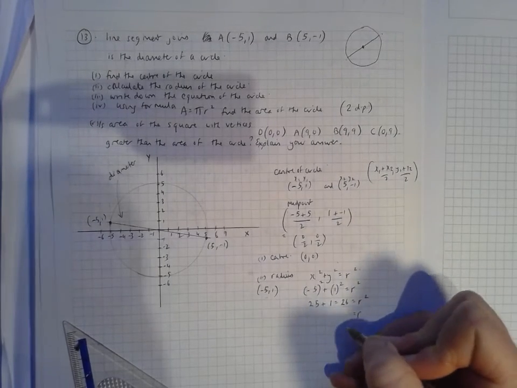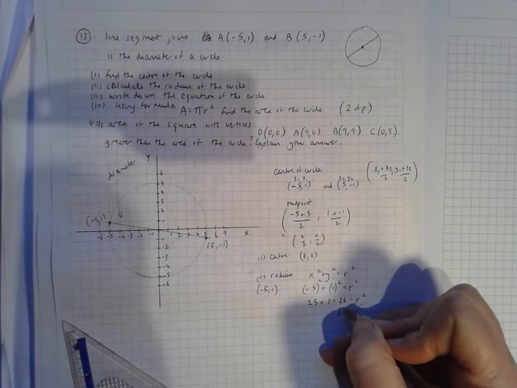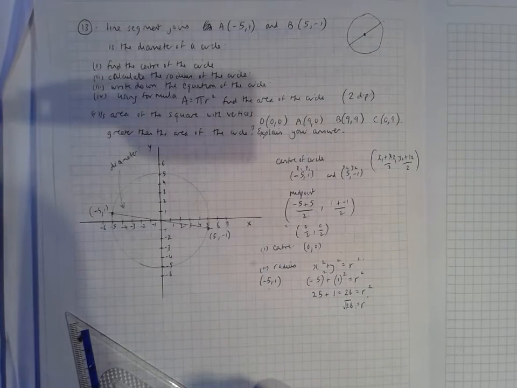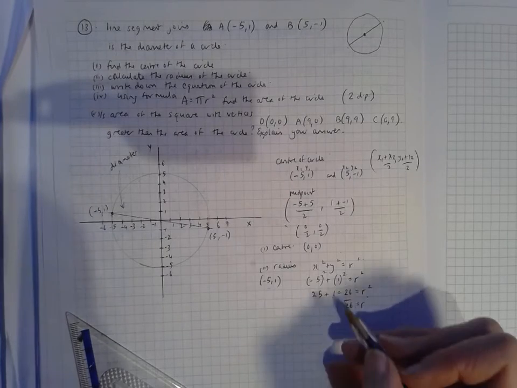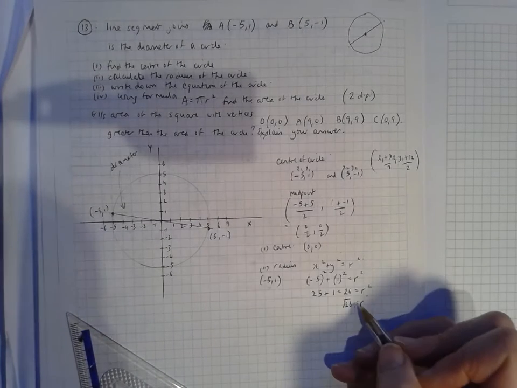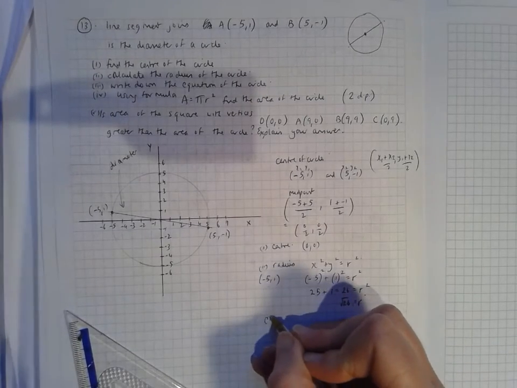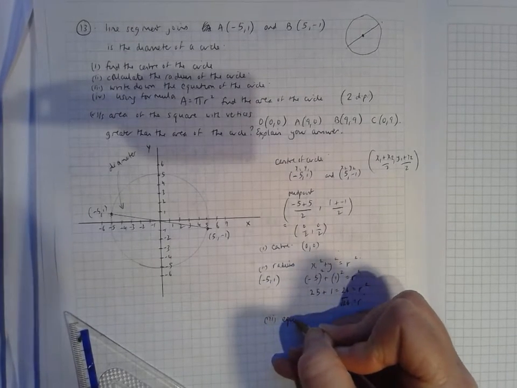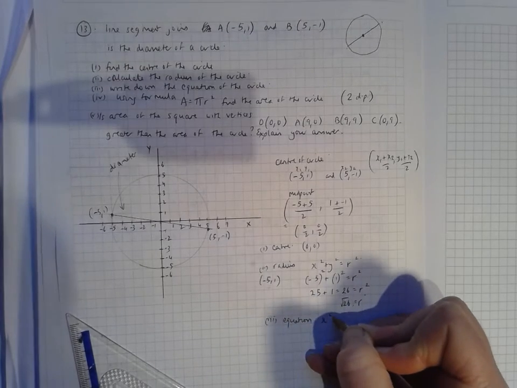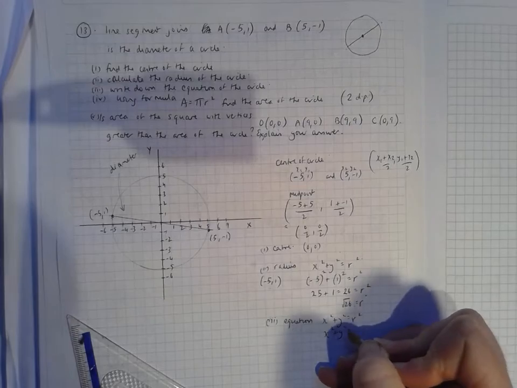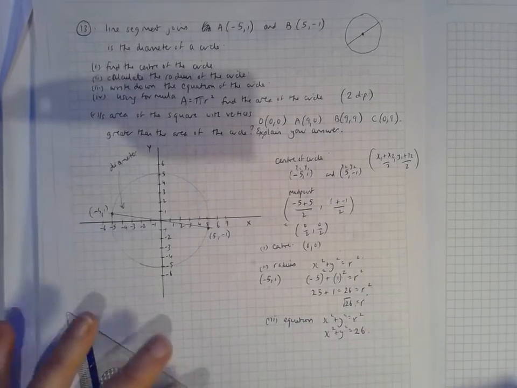So r squared is equal to 26. r is equal to the square root of 26. I'm not actually going to find out what that is. It's about 5 point something, because I know that r squared is 26. So r is the square root of 26, and the next bit tells me to write down the equation. And I know that my equation is x squared plus y squared equals r squared. So my equation is x squared plus y squared is equal to 26.